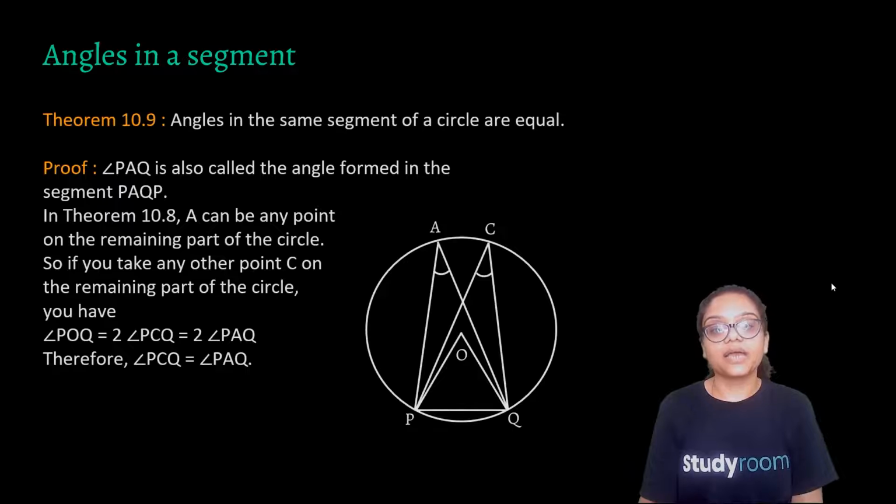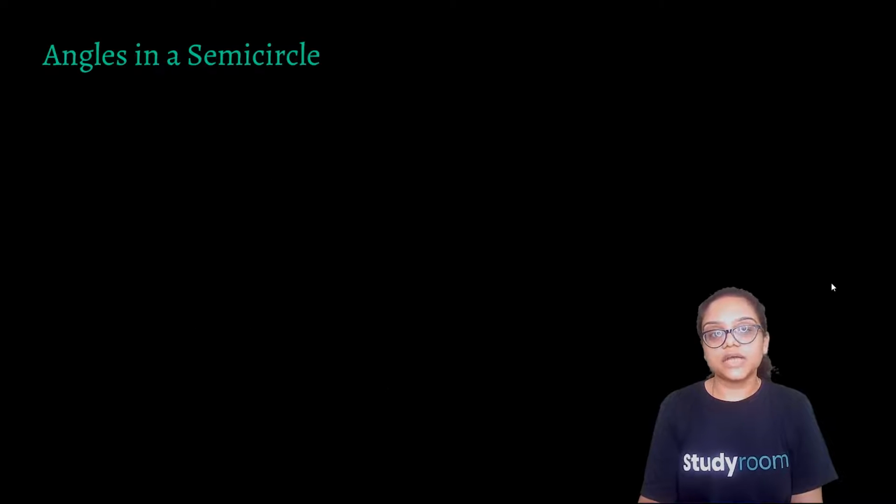Angles in a segment: angles in the same segment of a circle are equal. What is a segment? We have already learned that. Here, PQ is a segment, and we have created two angles, PAQ and PCQ. Both are of equal measure. How do we prove that? We can use the same approach we used for the angle subtended by an arc.